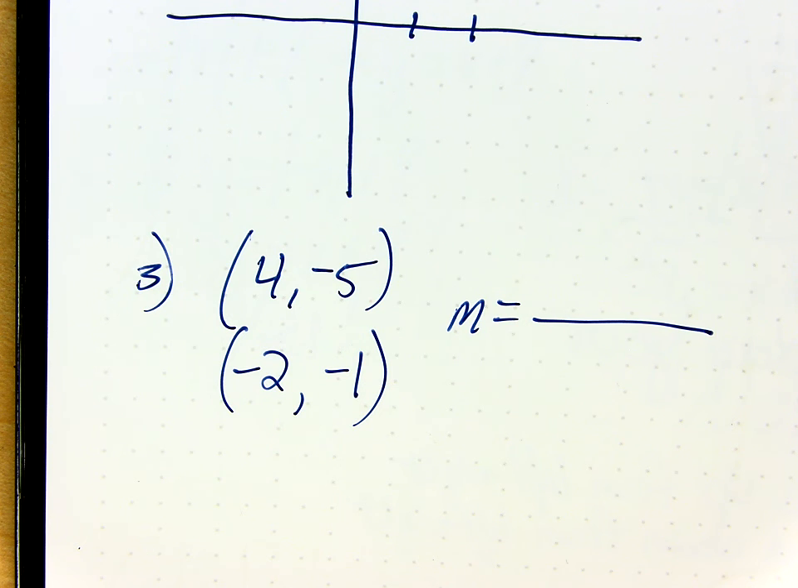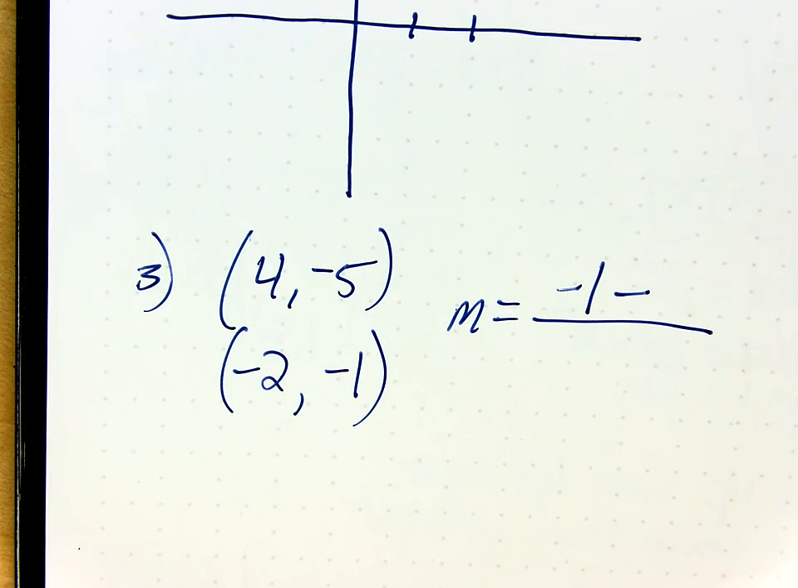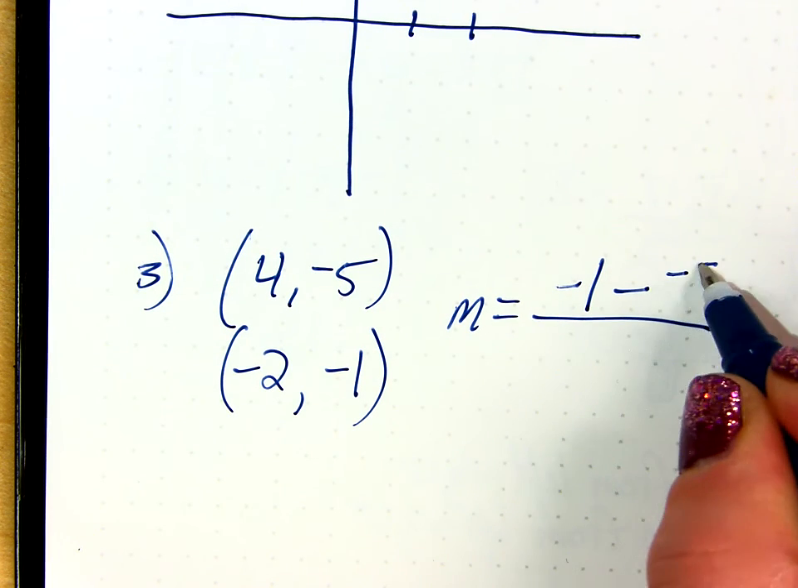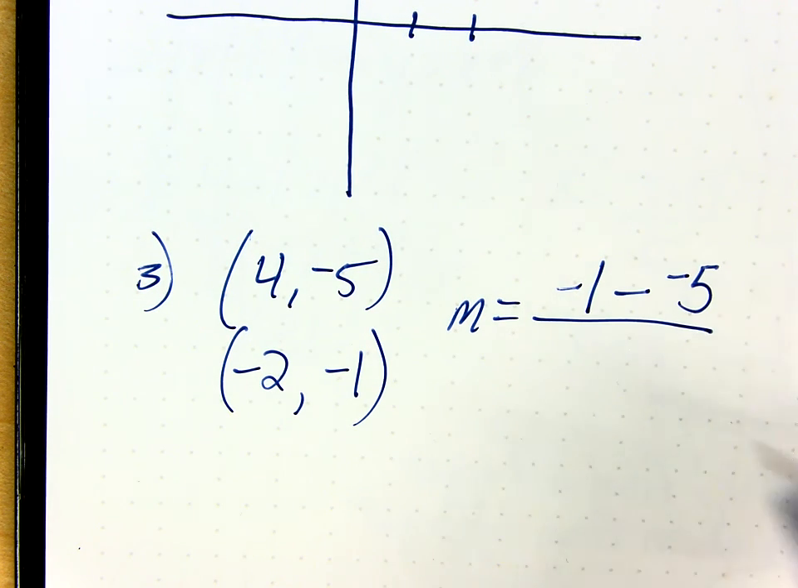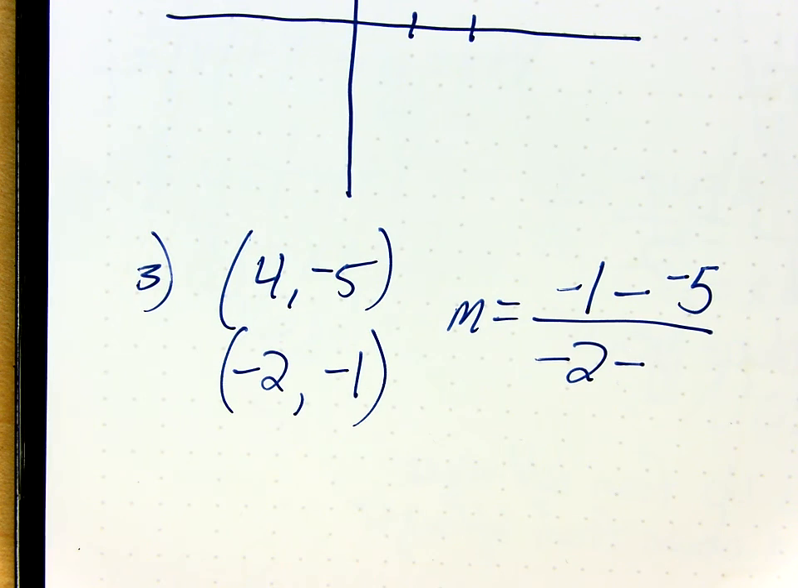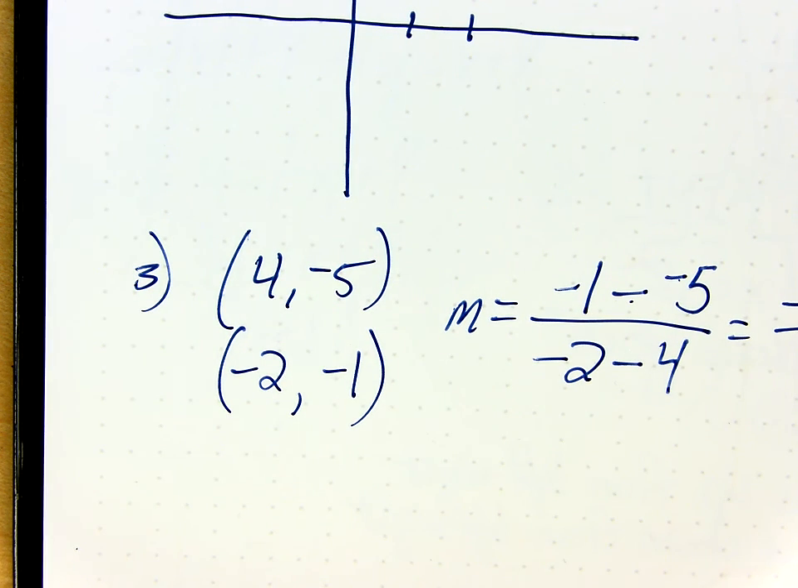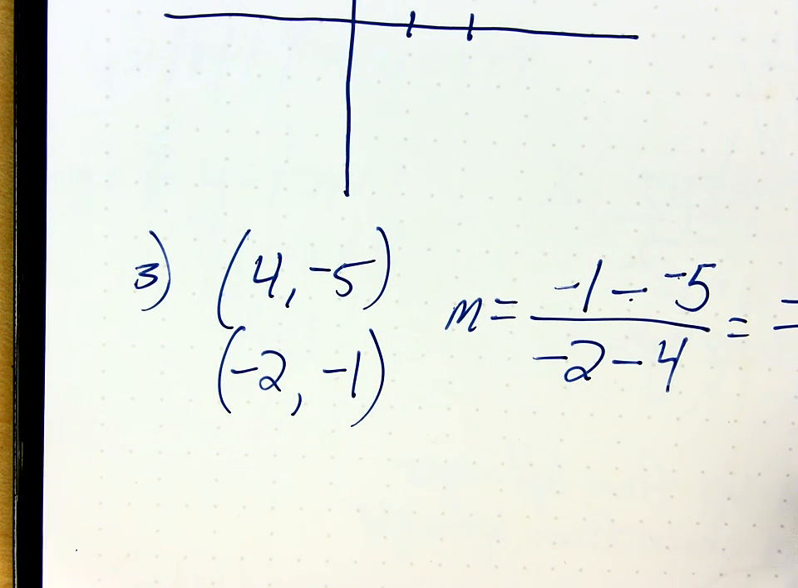So I want to do y2. What's that? Negative 1. Minus y1, which is... So I have minus negative 5. So I know I'm going to have to fix that. Okay, downstairs, x2 is negative 2 minus x1, which is 4. Okay, so my numerator, now let's be careful. Negative 1 minus negative 5. So that means it's negative 1 plus 5. Correct. So my new numerator is going to be positive 4.